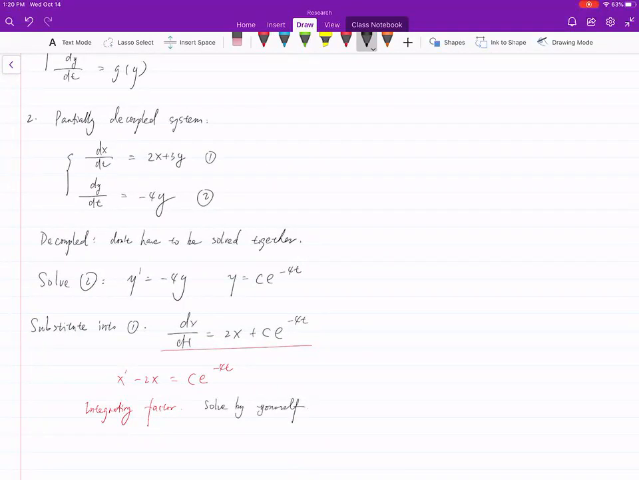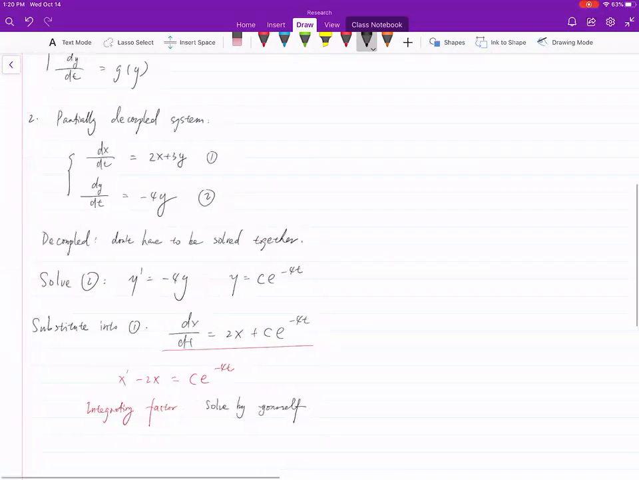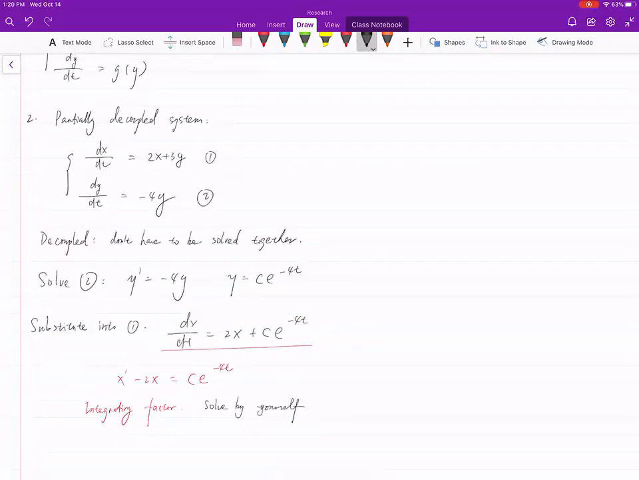Sounds good? Okay, that's the rough idea of some special systems we can solve. It's either completely decoupled, which means just solve each one individually, or it's partially decoupled simply because you can solve one, then plug into the other one, and then solve the other one.